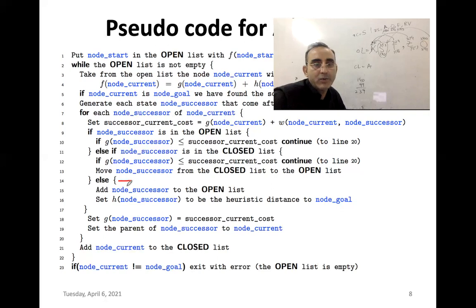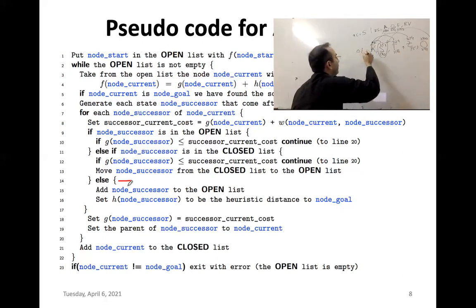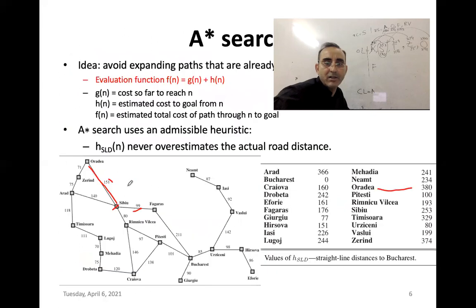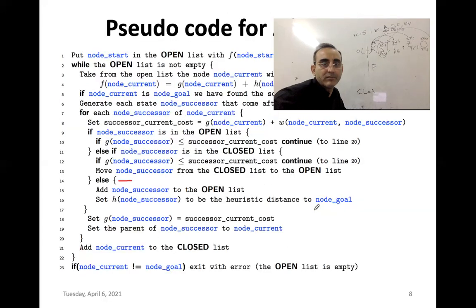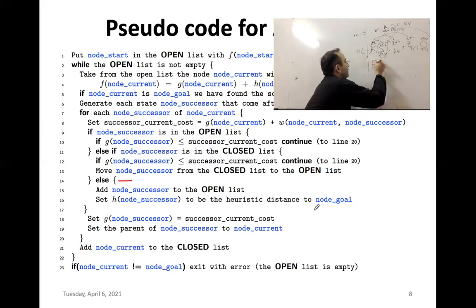Then again on the else portion, you have to add this to the open list. I don't have space, so I am writing Fagaras here. Now you have to set the heuristic cost. The heuristic cost for Fagaras is 176, and the current cost is 239.